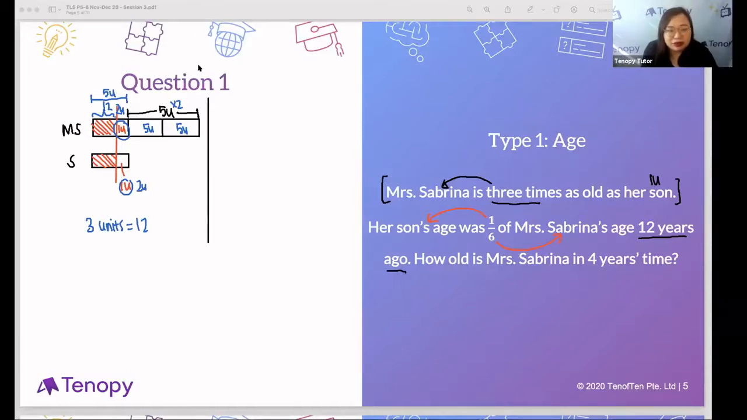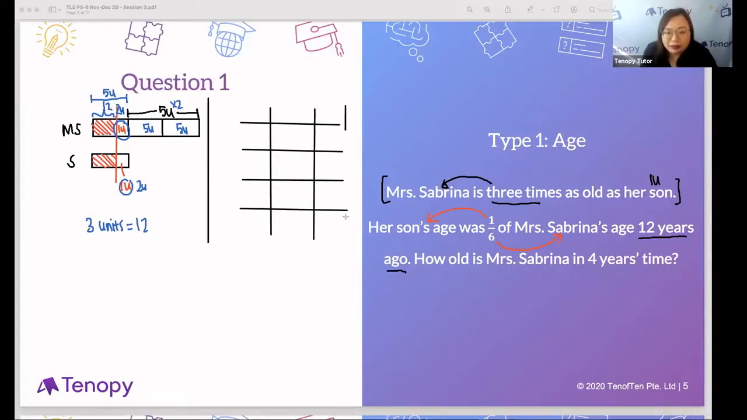Okay, so if you are doing the BCA table, this is how it looks like. BCA means before, change, after. And each question is about constant difference. So when I work on my table, I need to have one more row column itself for the difference. Okay, so I will have, let me write down the name. Mrs. Sabrina, so no, wrong name. Before, change, after, Mrs. Sabrina, the son, and the difference. So Mrs. Sabrina, 3 units, the son, 1 unit, difference, 2 units.